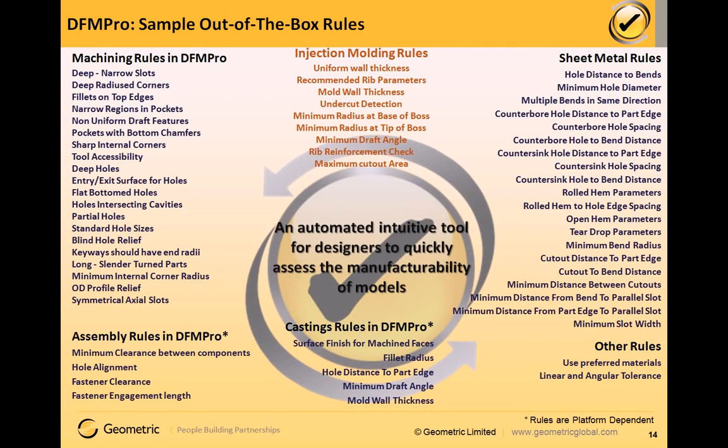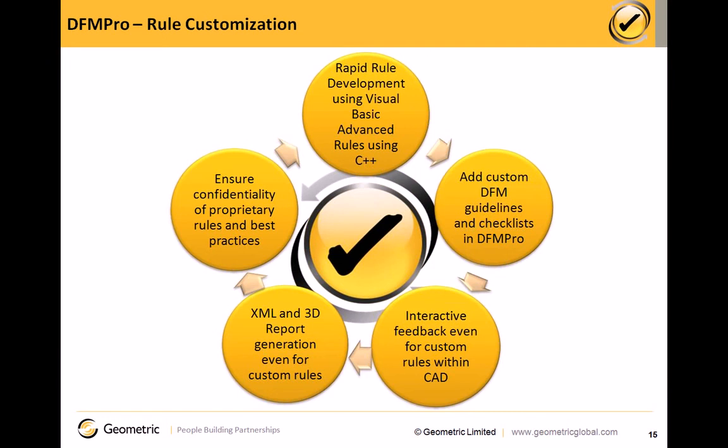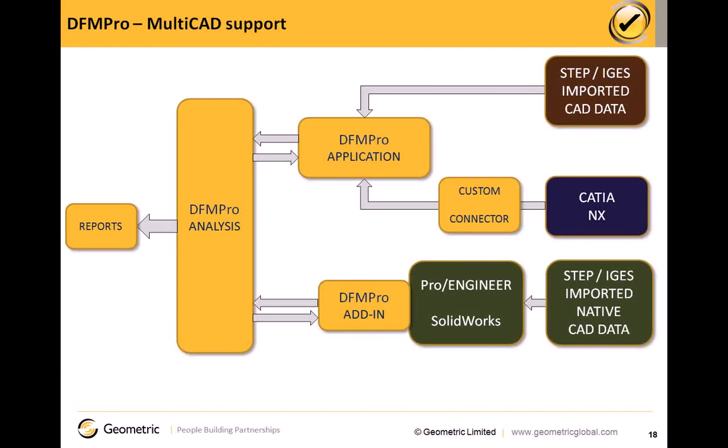Today we will be focusing on the injection molding rules. These rules ship out of the box along with the product and allow users to use them without any efforts. It's possible to configure each and every rule to suit your requirements based on your manufacturing conditions. In addition to the standard rules, you can also customize the product. You can either write your own rules using Visual Basic. For users having access to SolidWorks and Pro Engineer, we have add-in tightly integrated within these CAD systems. For other users, for example, users working with CATIA or NX, we have a standalone application which can take in imported CAD data or data from these systems and analyze it.